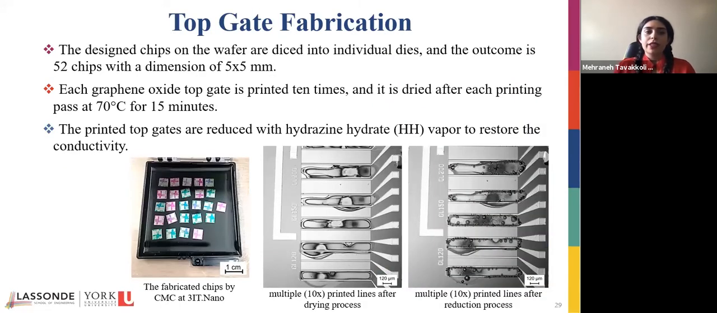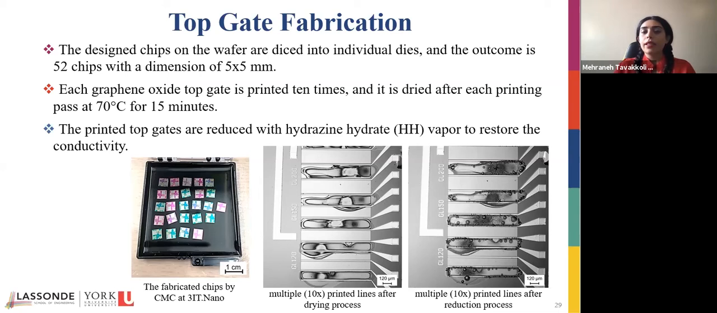After JFET fabrication, the designed chips were diced into individual dies, and the outcome was 52 chips with a dimension of 5 by 5 millimeter. We printed each graphene oxide top gate 10 times to have a decent thickness, and we dried them after each printing at 70 degrees C for 15 minutes.